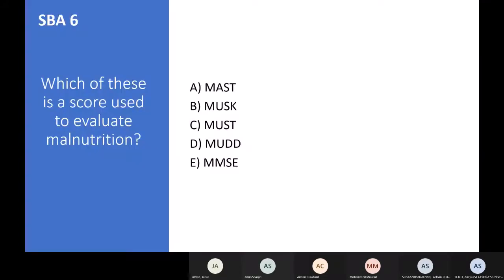So SBA 6. Which of these is a score used to evaluate malnutrition? Is it MAST, MUSC, MUST, MUD, or MMSE? Okay, I'll give it 5 more seconds in case anyone wants to do anything else. Okay, stopping the poll now.